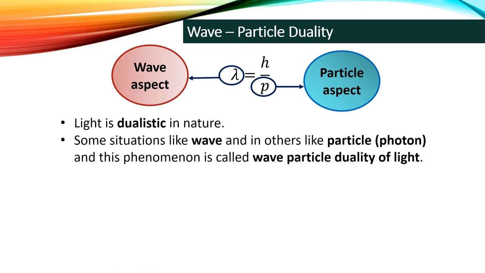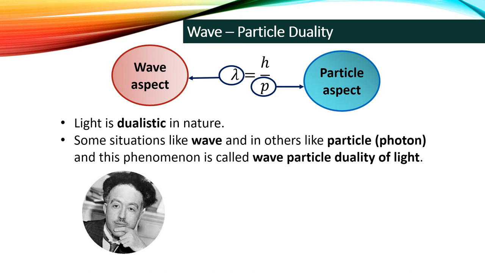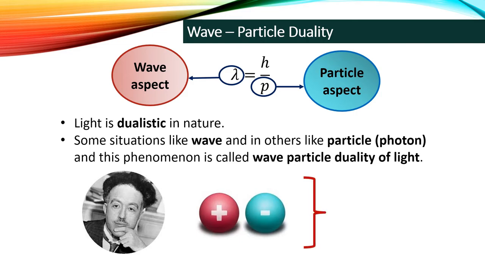In some situations it behaves like a wave, and in others it behaves as a particle. This phenomenon is called the wave-particle duality of light. Based on the wave-particle duality of light, Louis de Broglie suggested that matter such as electrons and protons might also have a dual nature.